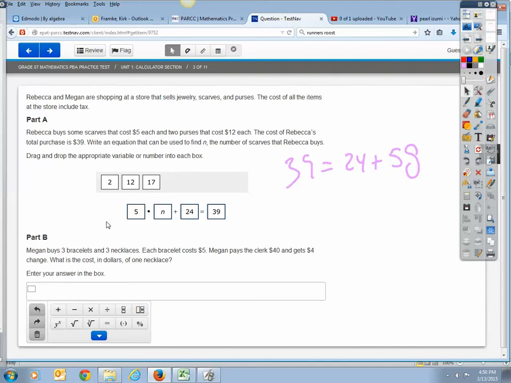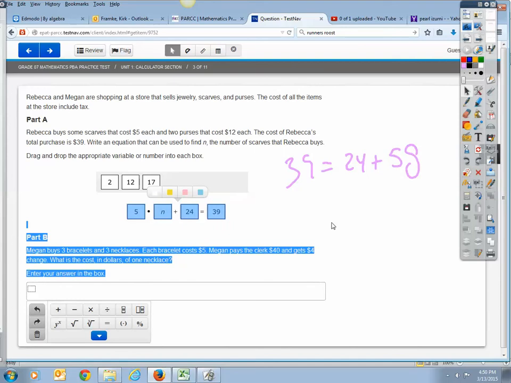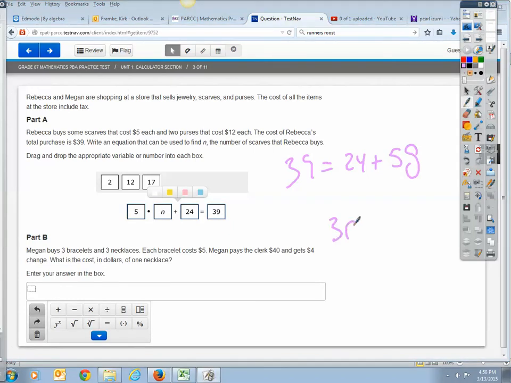Megan buys 3 bracelets and 3 necklaces. Each bracelet costs $5. Morgan pays the clerk $40 and gets $4 in change. What is the cost in dollars of 1 necklace? Enter your answer. Okay, so she has 3 bracelets plus 3 necklaces. Each bracelet costs $5. So 3 times 5 plus 3 times n. All right, so that's $15 plus 3n.